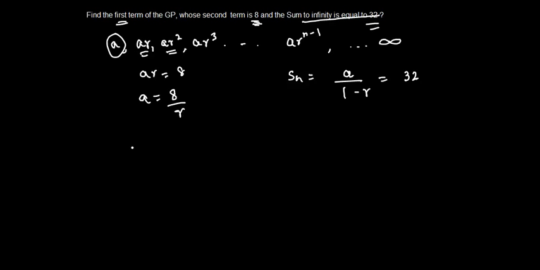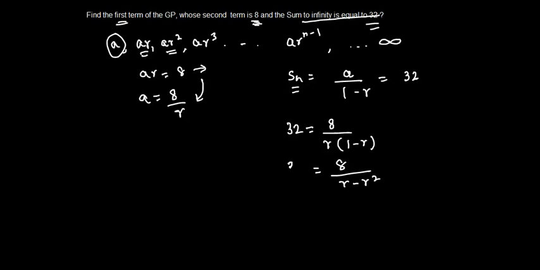8 upon R, right? If I just rearrange this equation, now sum of infinity, which is 32, is equal to A. A I got as 8 upon R into 1 minus R, right? Or in other words, I can say 8 upon R minus R square is equal to 32. As I multiply this, what do I get? I get 32R minus 32R square minus 8 is equal to 0.